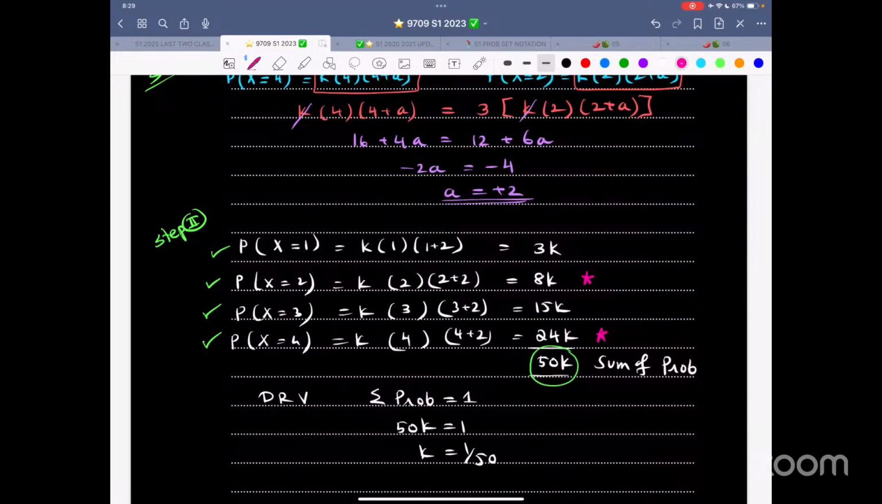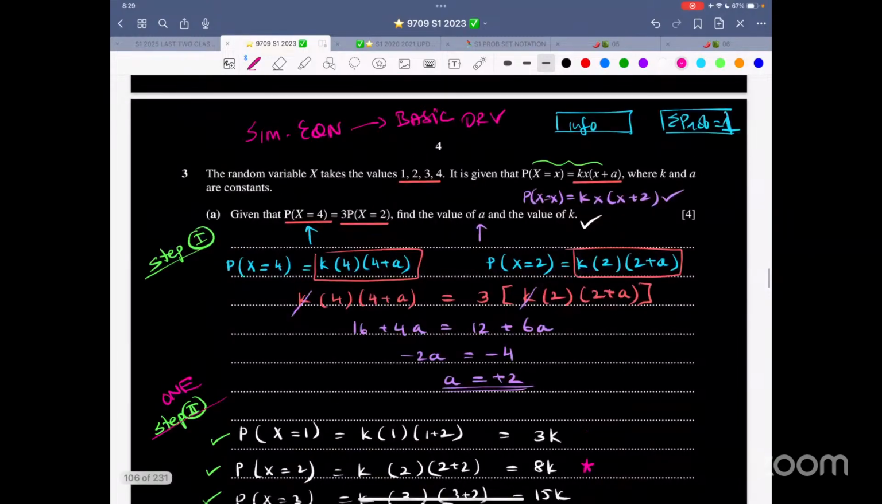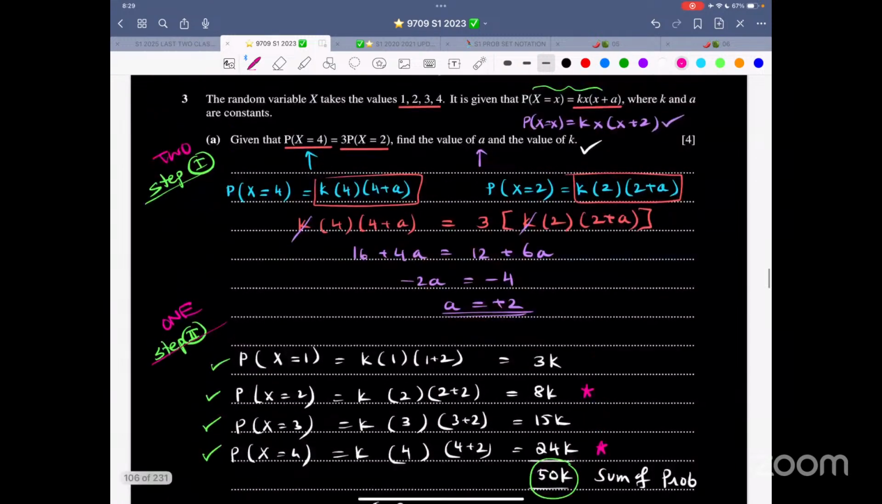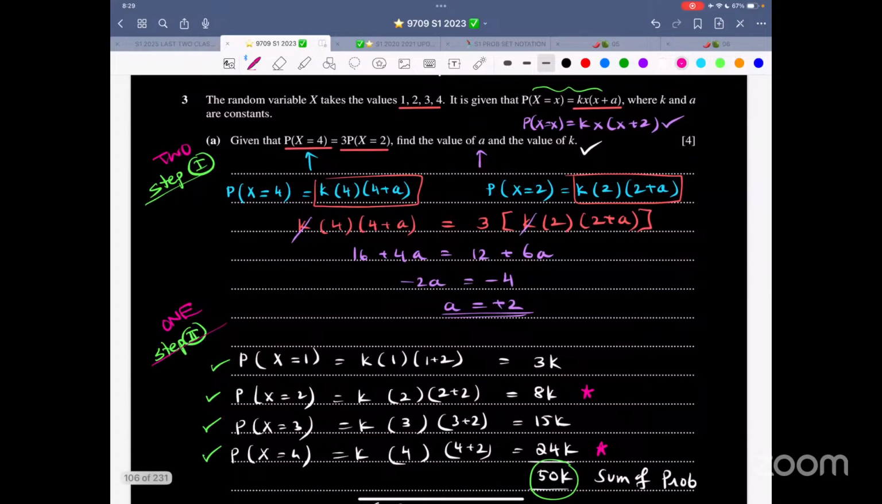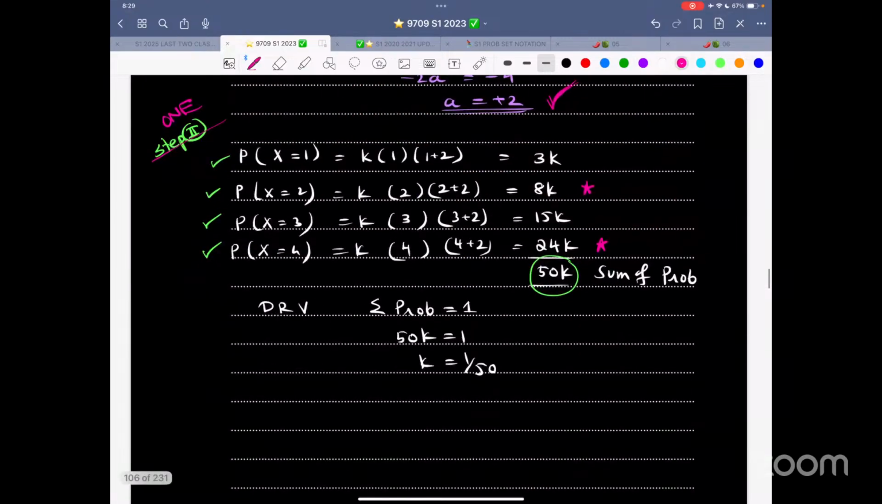So I think this one should have been my step number 1, and this one should be step number 2. Therefore, I don't have to do the plugging in all over again. I could have used that very fast. Now we have it in terms of A and K. The good thing is K cancels out and we first find the value of A. Then 50K is equal to 1, so K comes out to be 1 over 50.